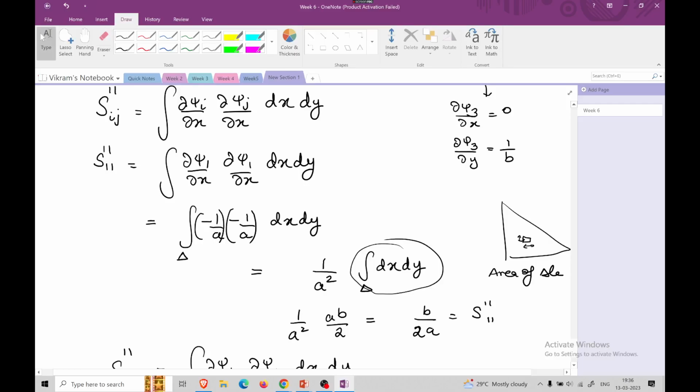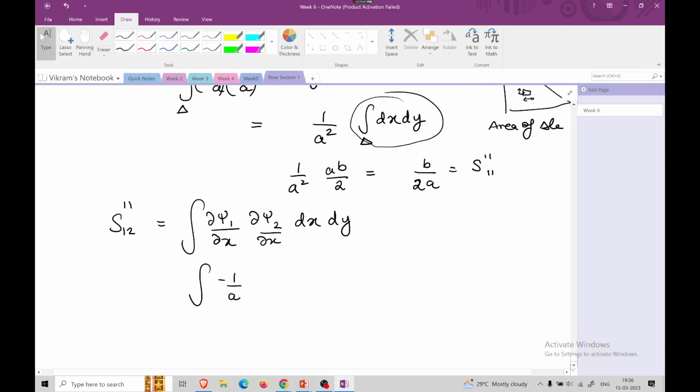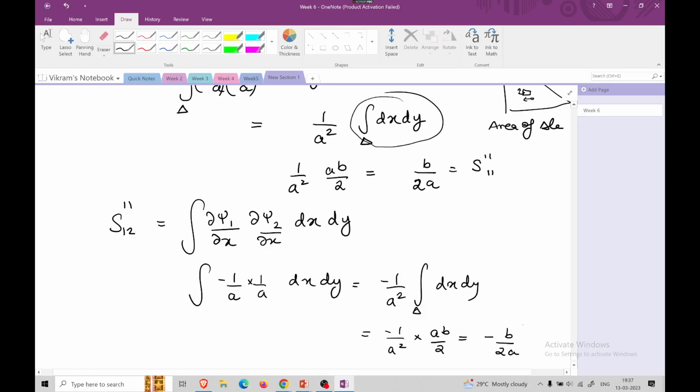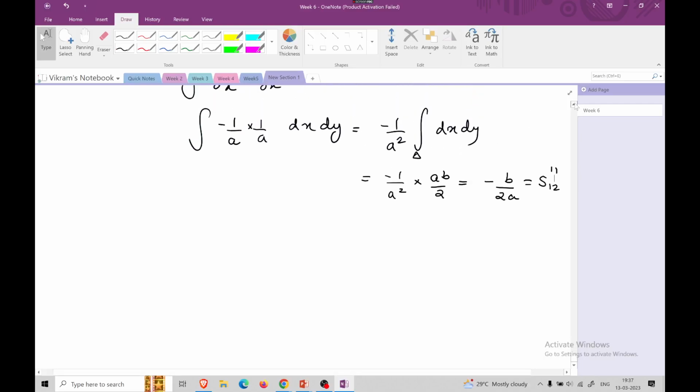So why this means both are dou psi 1 by dou x, because i j both are 1 1, so it's dou psi 1 by dou x into dou psi 1 by dou x. So here it is going to be dou psi 1 by dou x into dou psi 2 by dou x. So minus 1 by a into 1 by a dx dy. So this will be minus 1 by a square into the integral of dx dy over the triangular element, which is minus 1 by a square into ab by 2. So this is minus b by 2a. So this is S12. So any doubt till here? So element by element we are calculating.